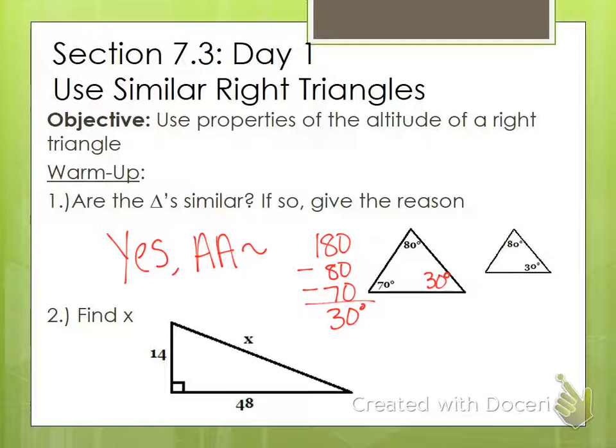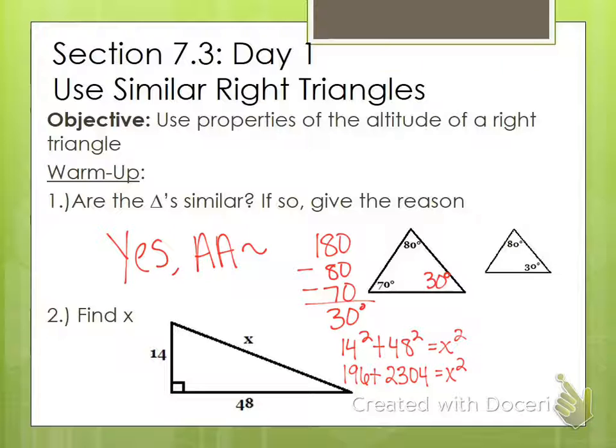What are you plugging in for a? And for b? And for c? Okay, x has to go in for c. A and b, you could have flip-flopped them and it would have been fine, but you have to use the hypotenuse for c. 14 squared. 48 squared. 2,304. Okay, I don't have that one memorized.